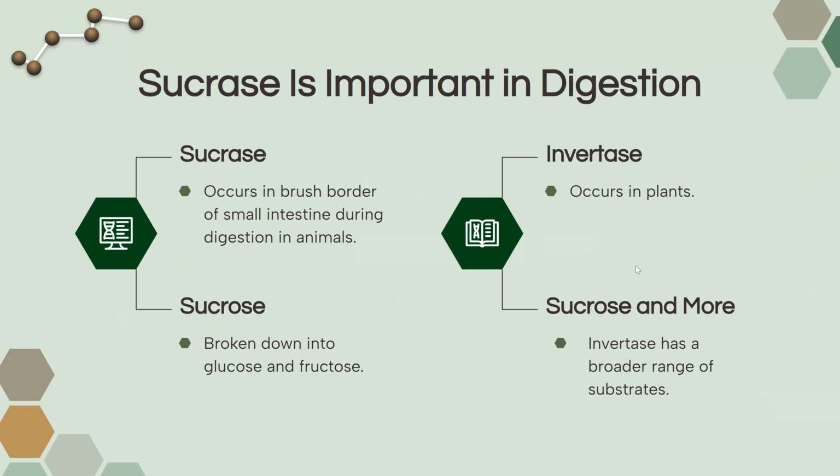What about the function of sucrase? Sucrase actually has an incredibly important role during the final stage of carbohydrate digestion. This enzymatic process occurs on the brush border of the small intestine during digestion. Once sucrose is broken down into glucose and fructose, these sugars can be absorbed by intestinal cells and then transported into the bloodstream for energy use by the body.